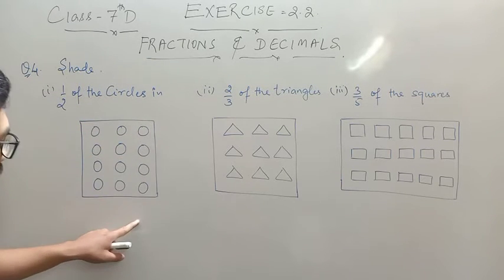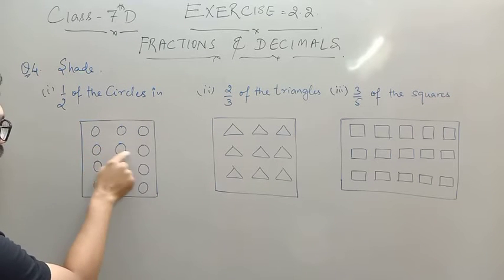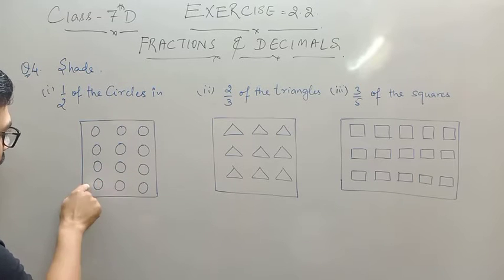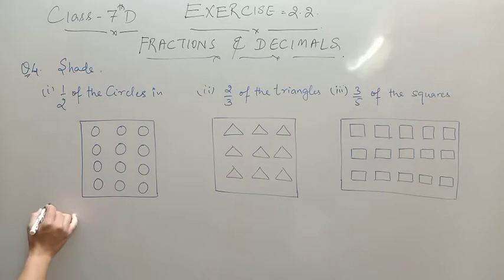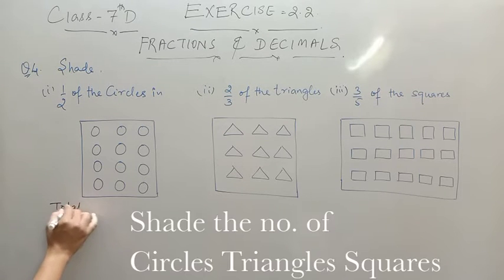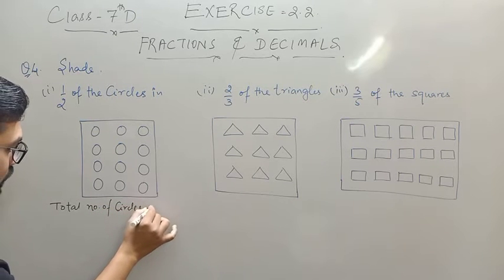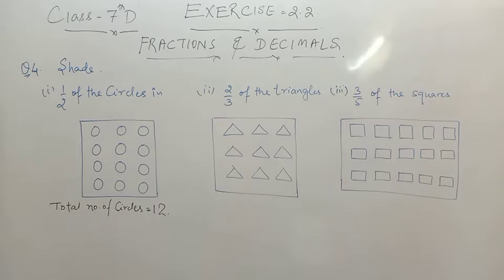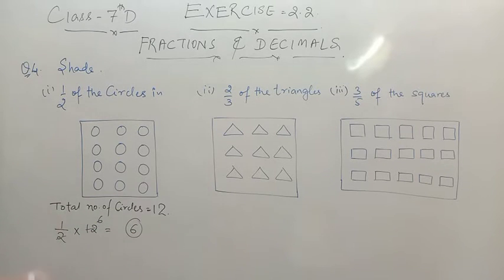So in this box, how many circles are there, beta? 1 2 3 4 5 6 7 8 9 10 11 12. So the total number of circles is equal to 12. Yes or no? And you need to shade half of the circles. So half of 12 is equal to 6. So 6 circles you need to shade.